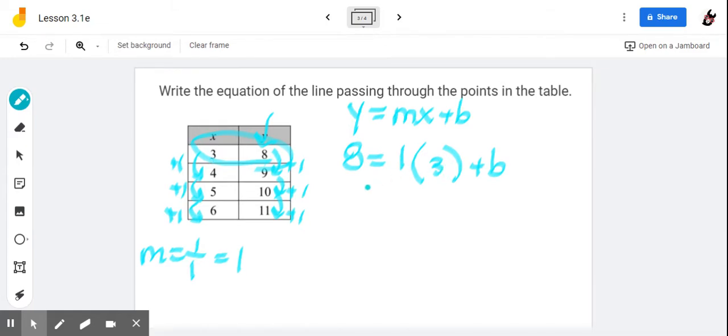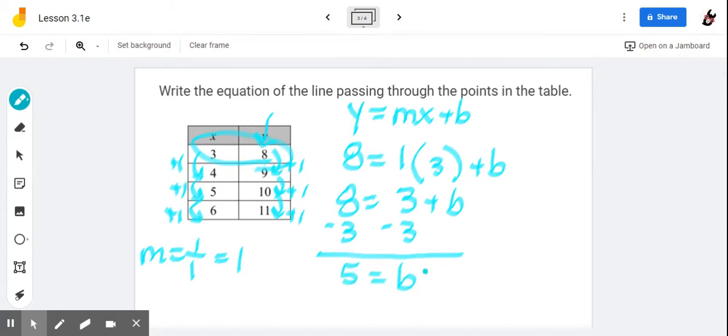Now we're going to simplify. So 1 times 3 is 3. This 3 is positive, so I have to use inverse operations and subtract 3 from both sides. 8 minus 3 is 5. So I get my y-intercept is 5.